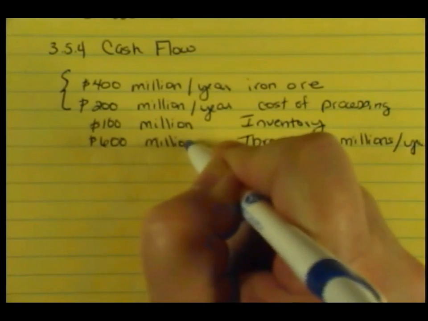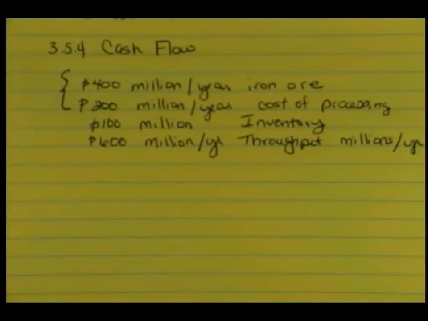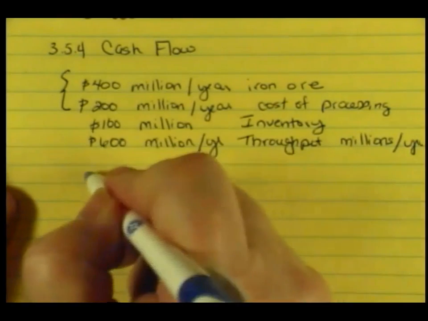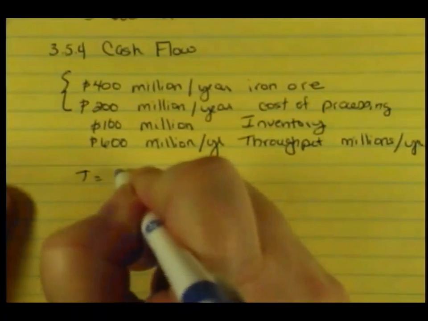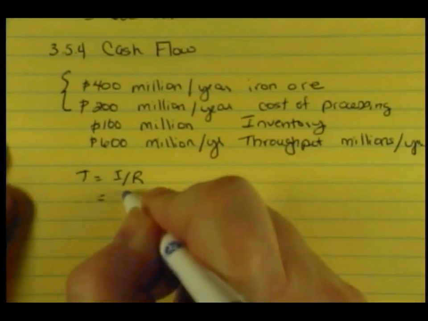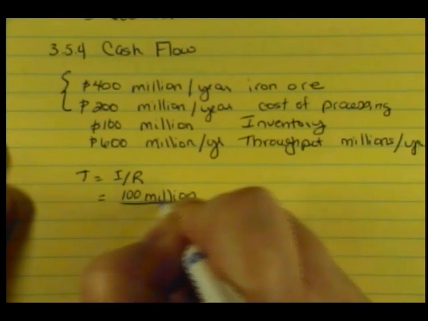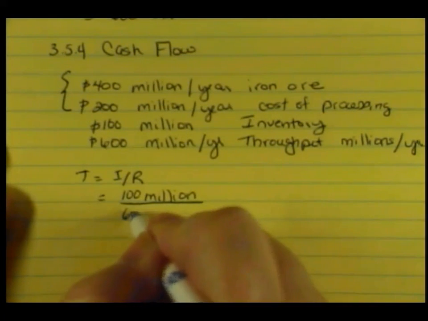Now I've got my inventory and throughput, and based on that, I can tell you on average how long a dollar spends in the process. Flow time is equal to inventory divided by throughput. My inventory is 100 million, and my throughput is 600 million per year.